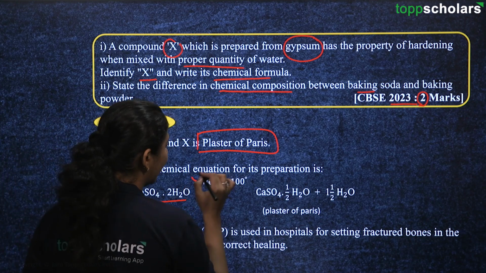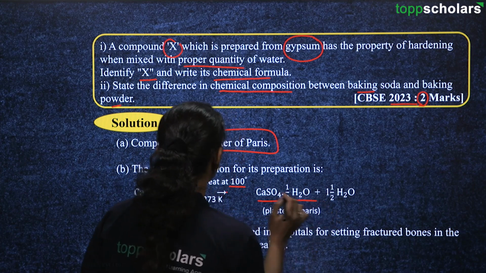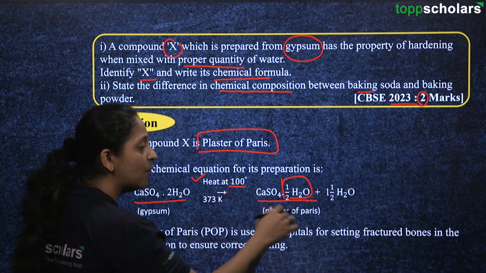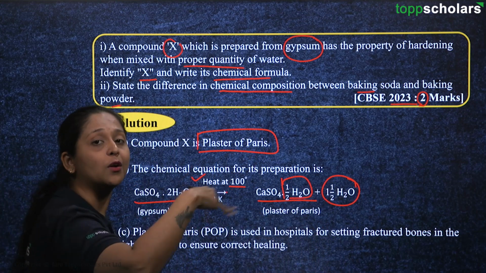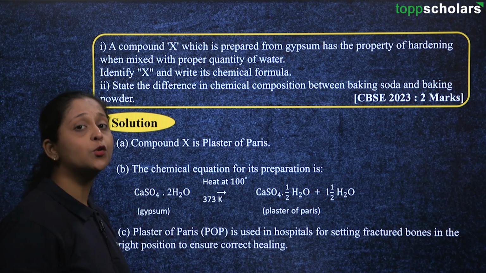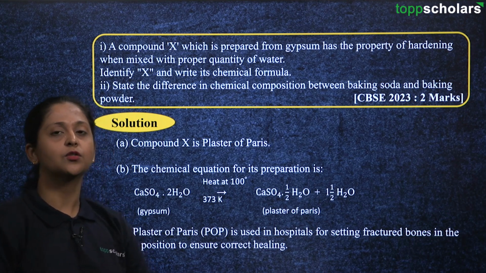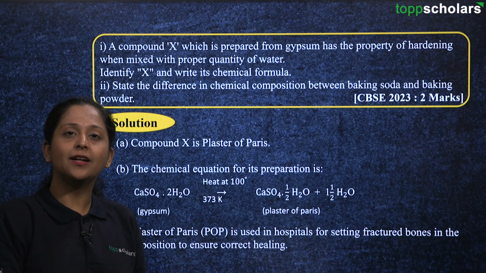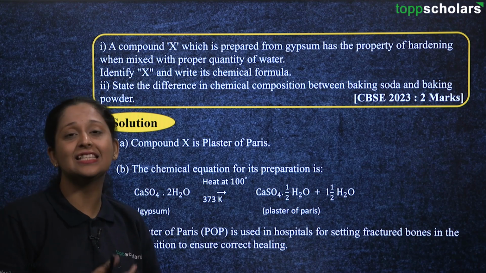When you heat it at 100 degrees Celsius, you produce plaster of Paris, which is calcium sulfate with half a water molecule, and 1.5 water molecules are released in the process. Because you are heating, the water will be evaporated, correct? Plaster of Paris is also used majorly in hospitals. It is used to put plasters on people who are suffering from a fracture, so that the plaster of Paris holds the bones together and makes sure that the healing is done correctly.